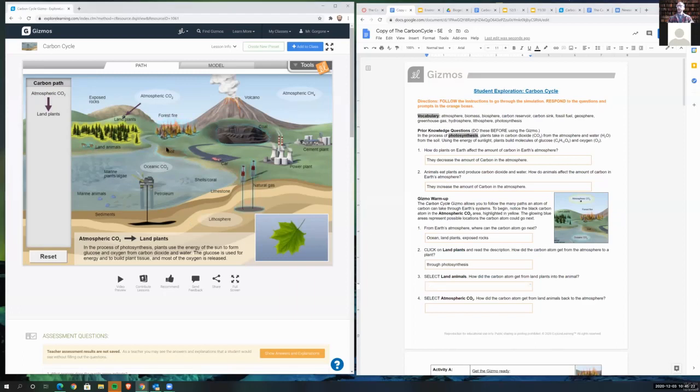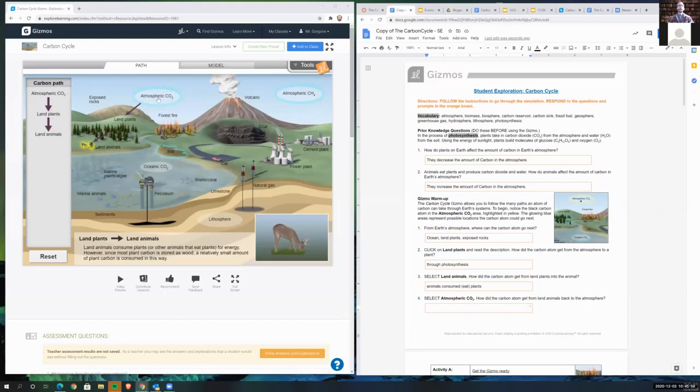Okay, then it says select land animals. Because now we can see a couple other locations that the carbon can go. Well, let's just click land animals. Okay. Land animals consume plants. Oh, okay. How did the carbon get from the land plants to the animals? Well, animals consumed, which means eat, remember, plants. So remember, we talked about energy moving. Now we also have to pay attention to where the carbon's moving to.